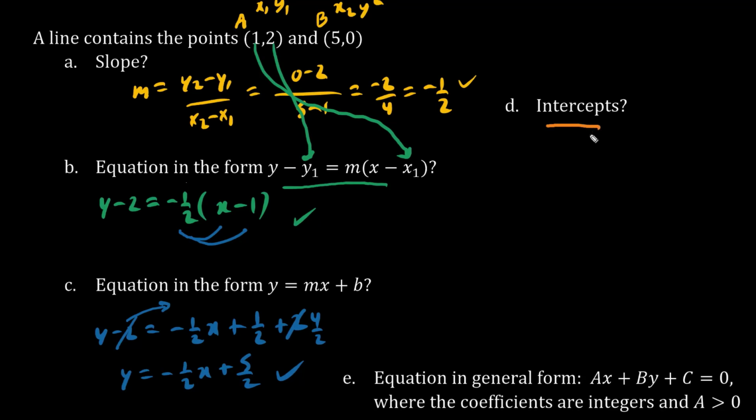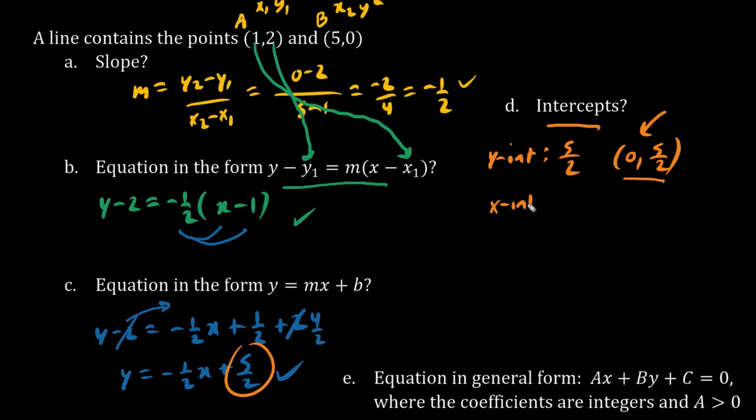Now the question on intercepts is a two-part question. The first question is, what is the y-intercept? And the y-intercept is right here. It's 5 over 2 or 2.5. We can always think about y-intercept as setting x equals 0. So we have 0, 5 over 2 as an appropriate y-intercept. These are the xy coordinates.